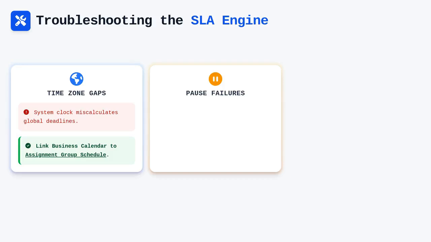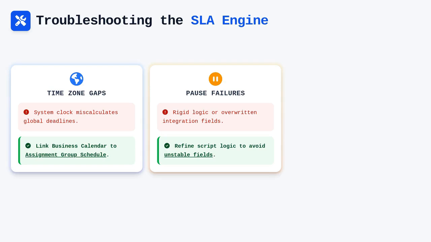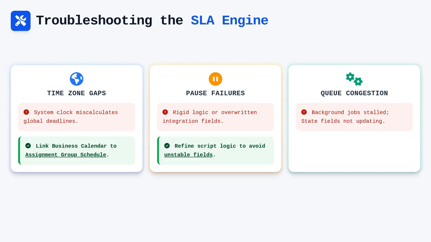default setting. Another frequent pain point is the evaluation of pause conditions, which can stall if the script logic is too rigid or relies on fields that are frequently overwritten by integration processes. When you encounter unexpected calculation behavior, inspect the SLA engine background jobs to determine if the processing queue is congested, preventing timely updates to state fields.